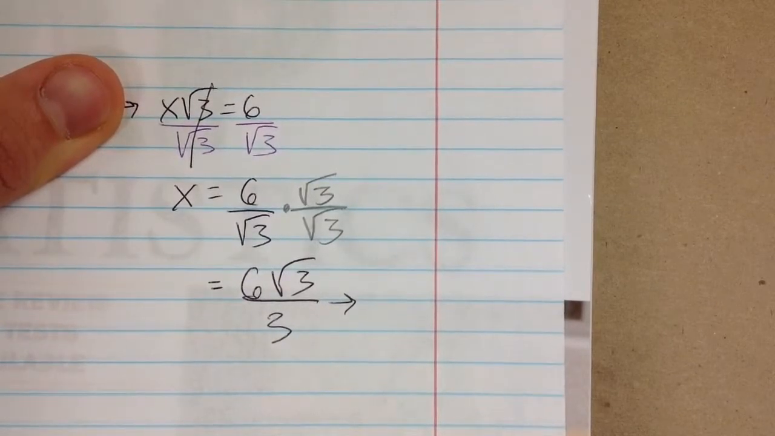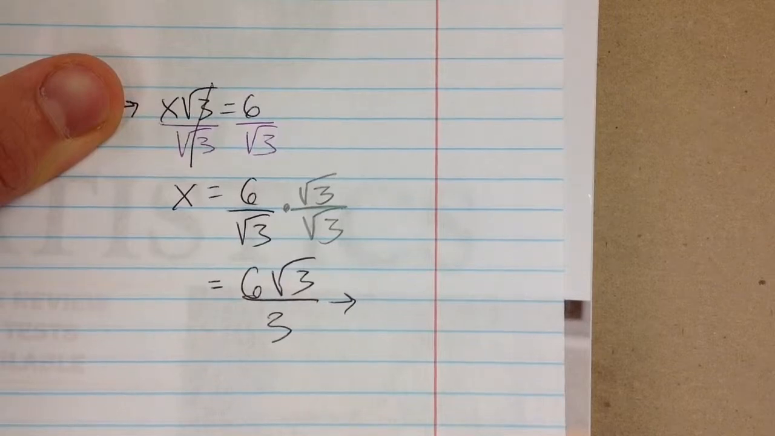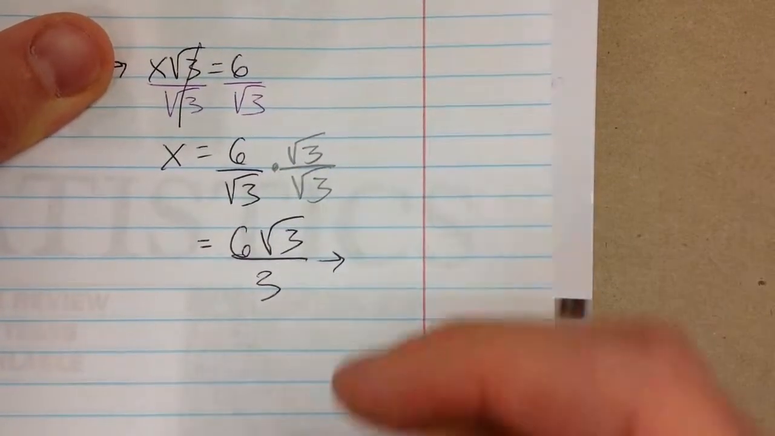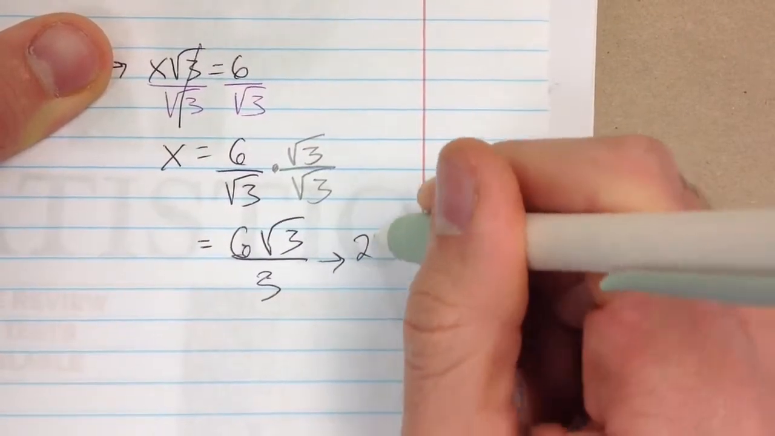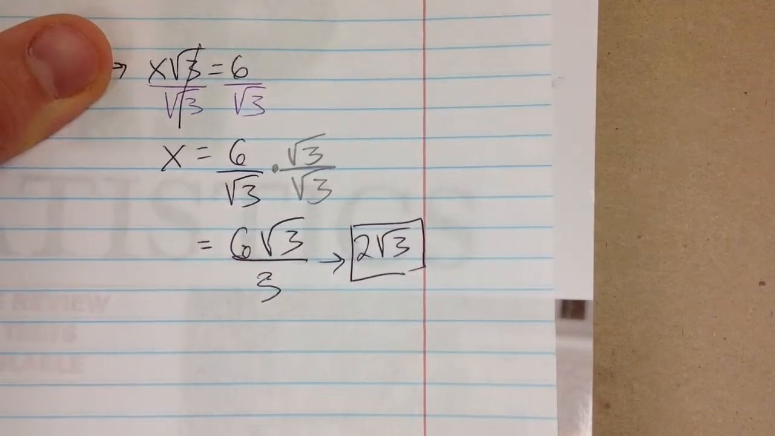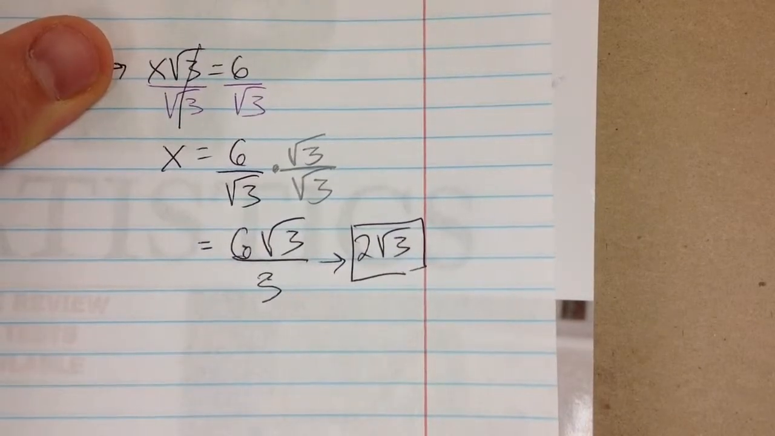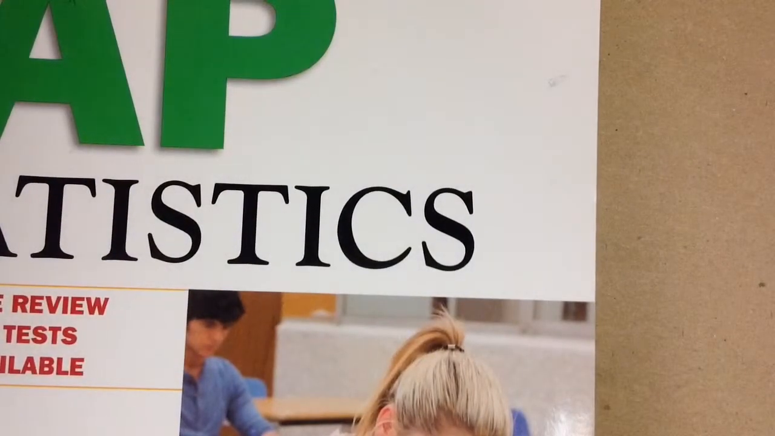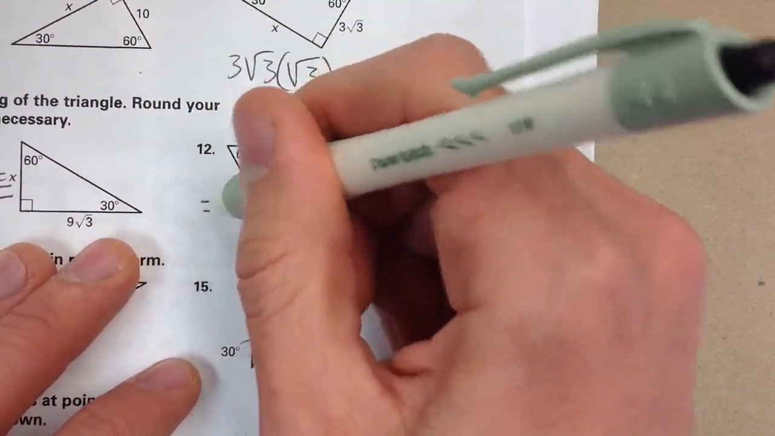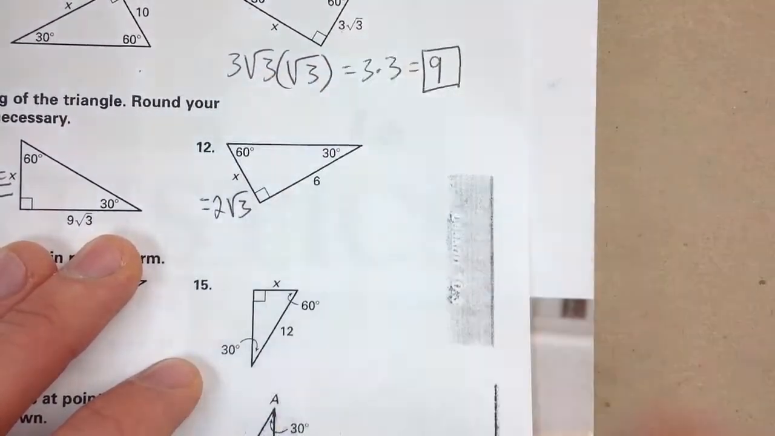2, and just divide 3. Yeah, because 6 divided by 3 is 2. That's x, right? Okay? Do we have agreement that x equals 2 radical 3?